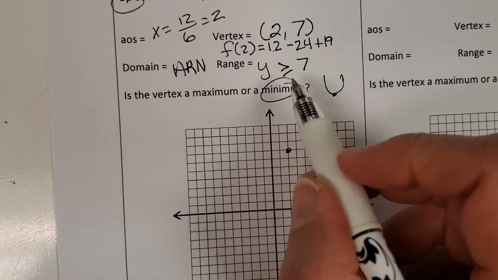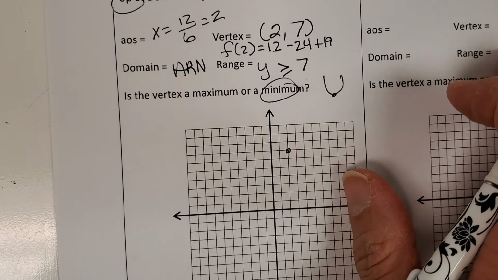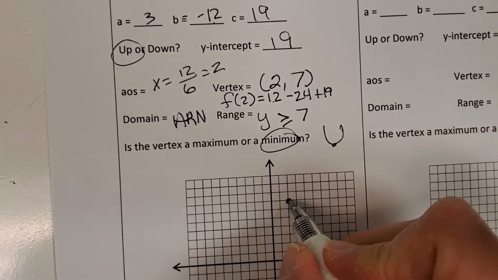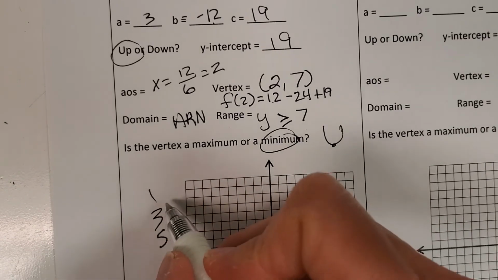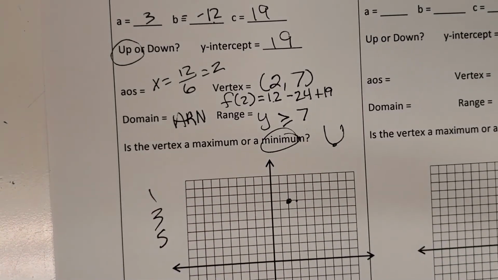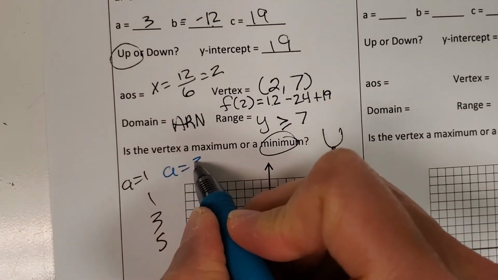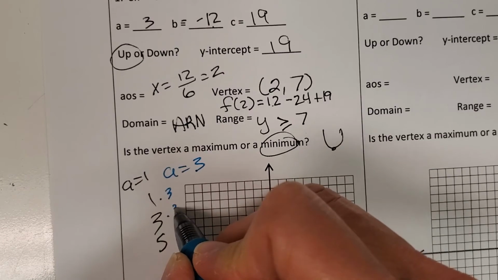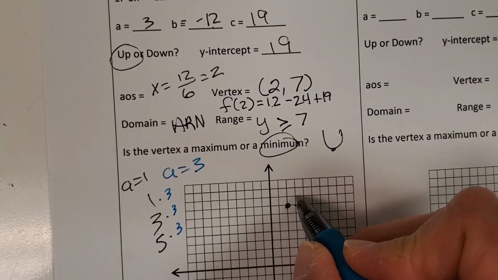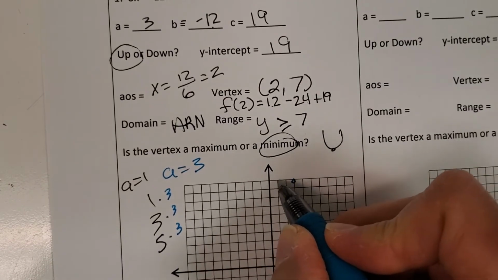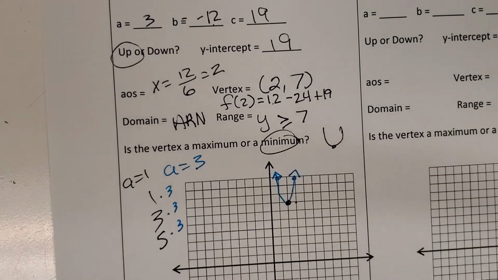We graph our vertex. So over 2, up 7. We know it opens up. So we are going to go over 1. Remember our 1, 3, 5 pattern? That's how it would be if a was 1. Remember though, a equals 3. So now I have to multiply each of those by 3. So instead of going over 1 and up 1 like I would if a was 1, I go over 1, up 3. And this time I can't go any further because the graph runs out, and so that's all I graph.